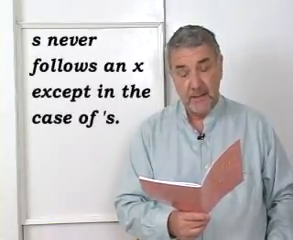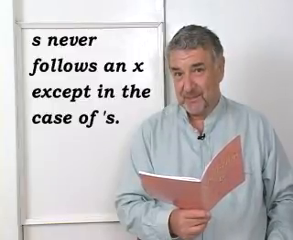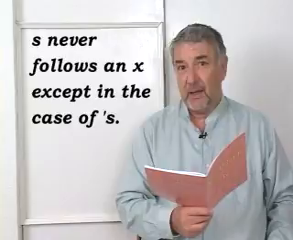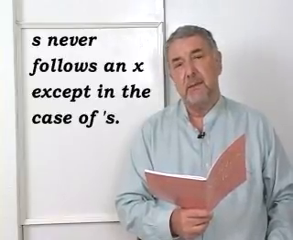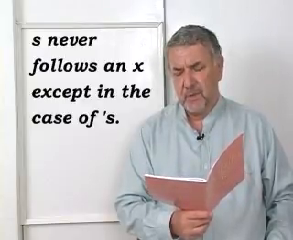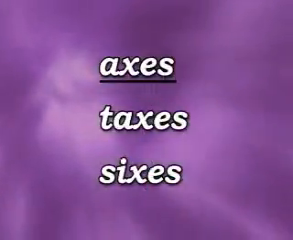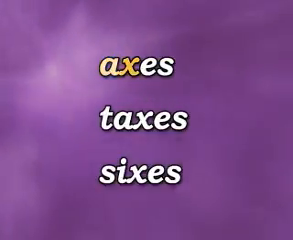The rule is simply S, the letter S, never follows an X directly. So you will never have XS, except in the case of apostrophe S, you know, when you're saying something belongs to something else. For example, we have axes. You see, you have to have an E in between.